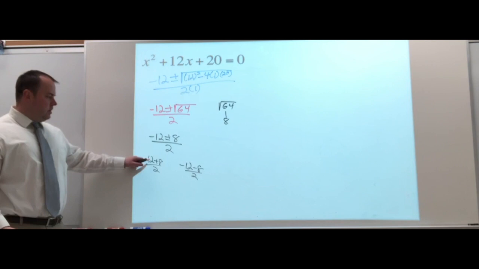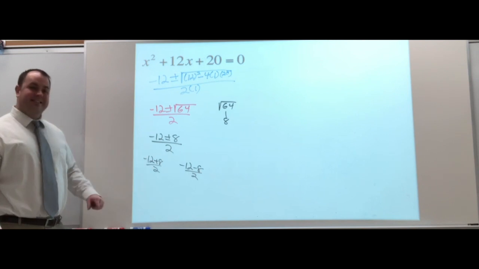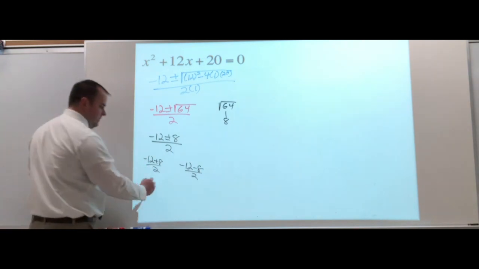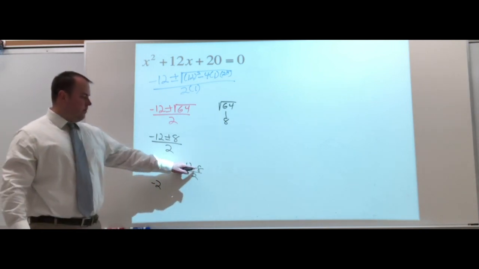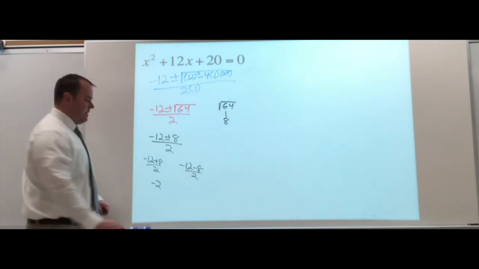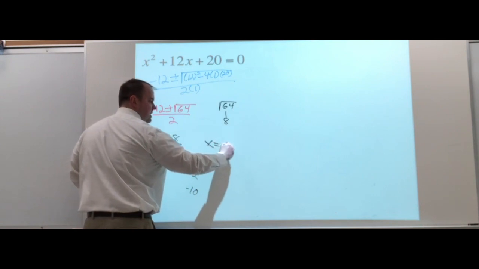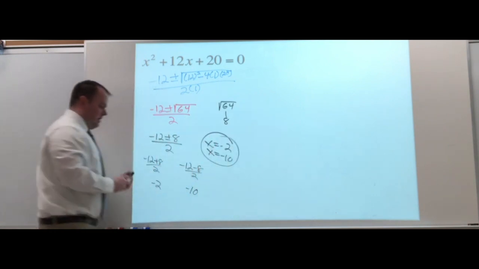Make sure you guys are doing the numerator first and then dividing by the denominator. So negative 12 plus 8 is negative 4. Negative 4 divided by 2 is negative 2. Over here we have negative 12 minus 8, that's negative 20. Negative 20 divided by 2 is negative 10. x equals negative 2, x equals negative 10.